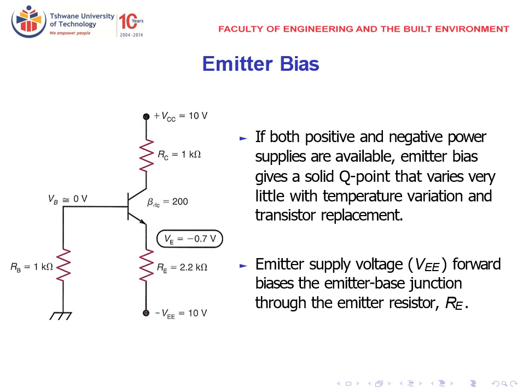Emitter biasing. So on emitter biasing, you will have a positive VCC, and then you'll also have a negative VEE connected on your circuit. So if both positive and negative power supplies are available, emitter biasing gives a solid Q point that varies very little with temperature variation and transistor replacement. Emitter supply voltage VEE forward biases the emitter base junction through the emitter resistor RE.